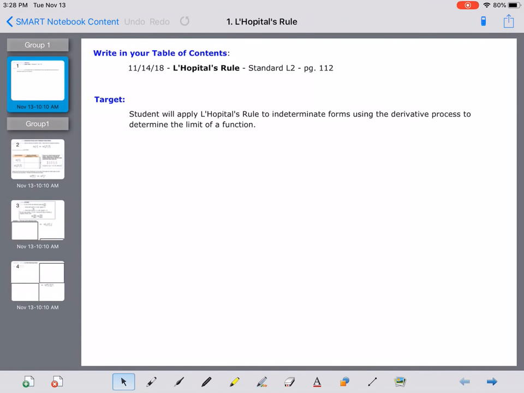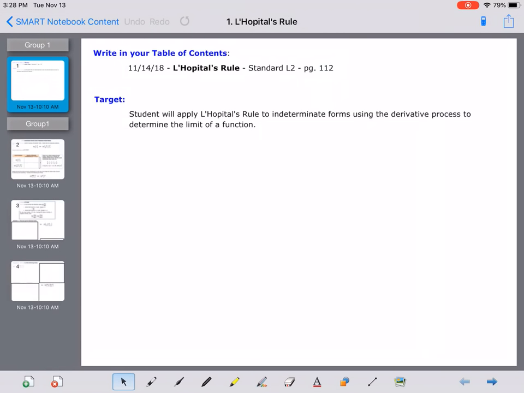Okay, this video is going to cover L'Hopital's rule for limits. So we're going to talk about limits for a little while again. So go ahead and put that in your table of contents. Standard L2, this is page 112. These are the pages that you got yesterday in class.